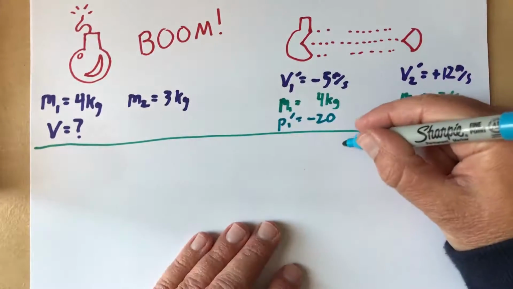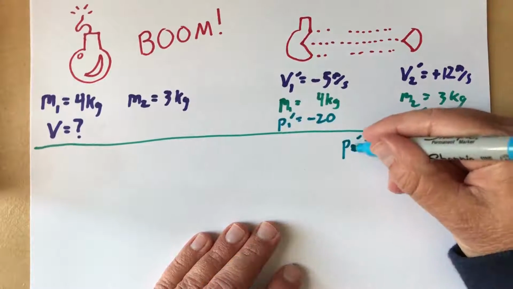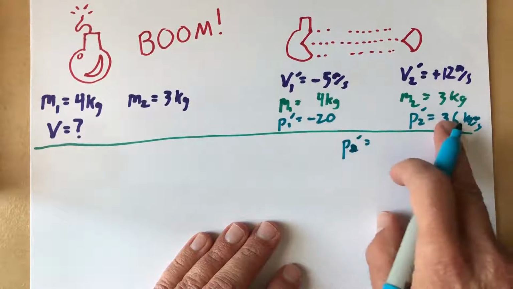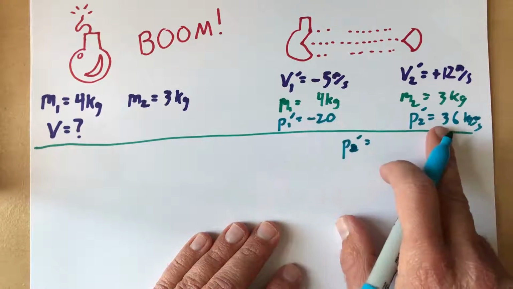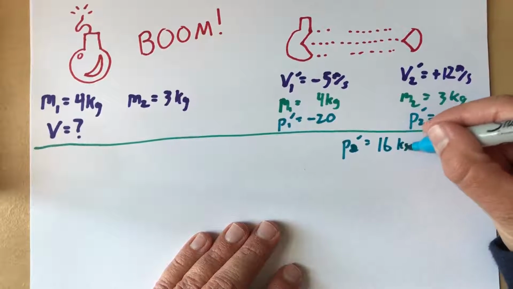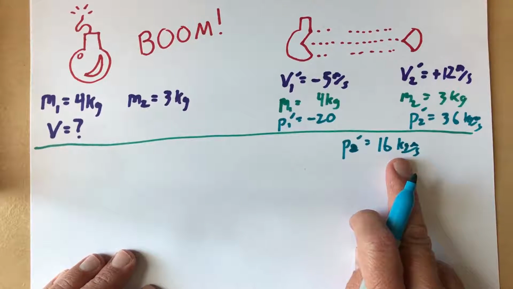So what is the total momentum afterwards then? Well, we'll just get rid of that 2 to make it the total momentum of the system afterwards. It's these two added together. So negative 20 plus 36 is 16. That means we have a total of 16 kilogram meters per second of momentum afterwards.